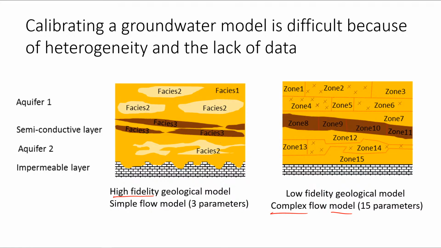But it is a simple model. Why is it a simple model? Here, this is an aquifer, this is a semi-conductive layer, this is another aquifer, and this is an impermeable layer. The actual geology would be more heterogeneous like this. But why is it a simple model? Let's say I want to calibrate this model, and I only have hydraulic conductivity as the calibration parameter. I want to change the hydraulic conductivity value here. This is K1, this is K2, and this is K3. So I only have three hydraulic conductivity values.